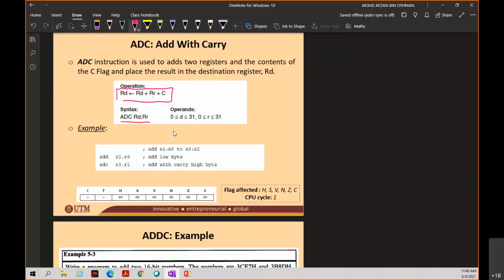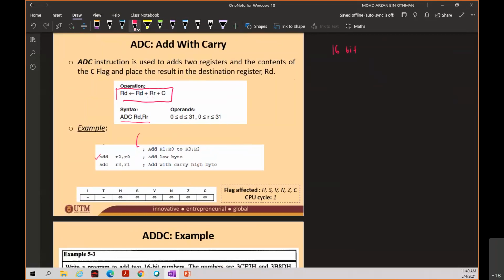Okay, let's look at this example here. This example is going to add 16-bit data. In order to add a 16-bit data, the first thing is we need to add the lower byte by using the ADD instruction. So ADD R2, R0, and next ADC R31, R1.